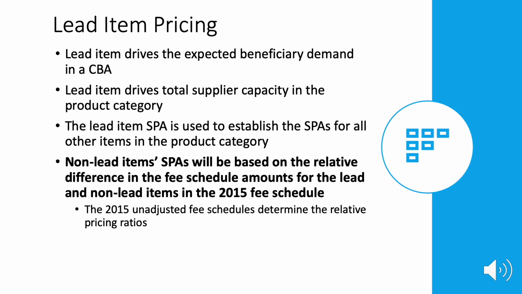Those pricing ratios are reflected in our bid calculators, which you can see on the same website. And so you can see with 100% precision what the impact will be of any lead price that you choose, and you can try a variety of them to see how that impacts the prices for the non-lead items.